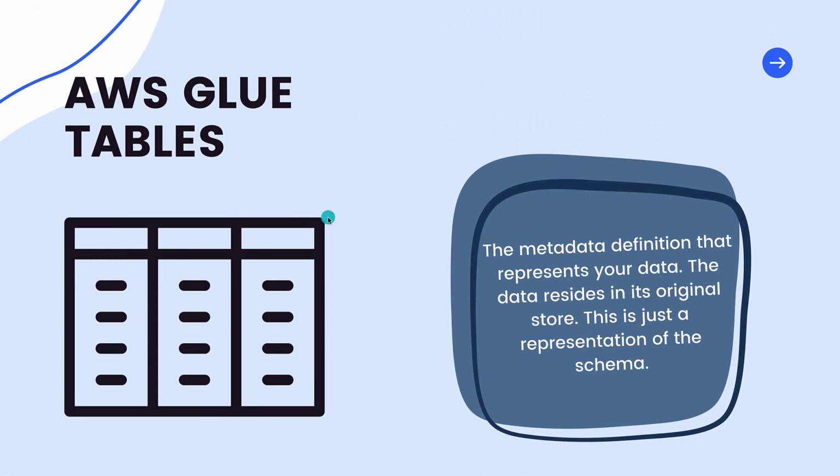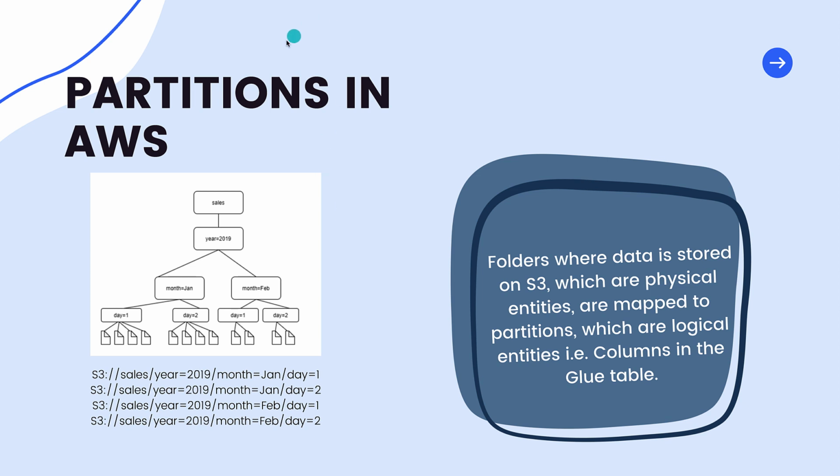Back on the presentation, let's look at a couple of concepts we need to understand before we add these tables. Partitions are really important. Partitions are folders where data is stored in S3, which are physical entities, which are mapped to partitions, which are logical entities.